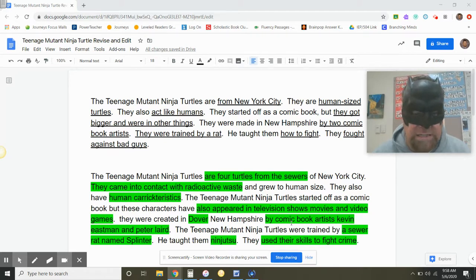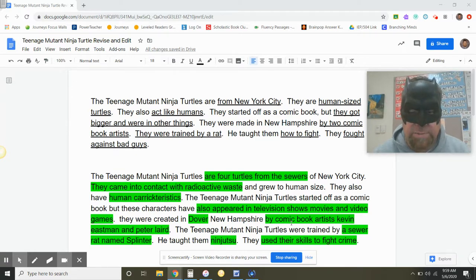They are human sized turtles. They also act like humans. They started off as a comic book, but they got bigger and were in other things. They were made in New Hampshire by two comic book artists. They were trained by a rat. He taught them how to fight. They fought against bad guys. Now, the reason I underline things here is because I felt that these sections of the story could use improving.